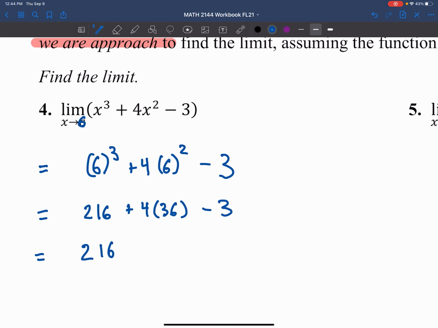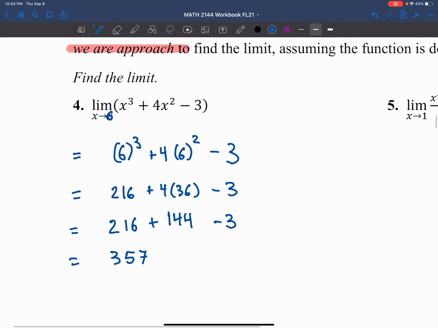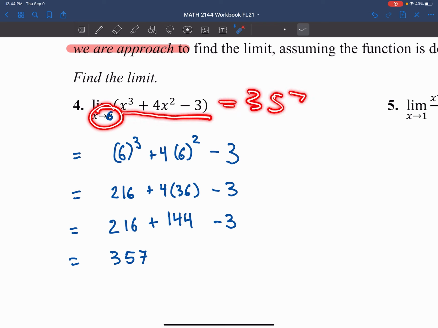So 216 plus 144 minus 3. What is it? Thank you. 357. I like to pre-do my arithmetic because I get nervous doing math in front of all of you. So what we have right here is that the limit as x approaches 6 of this cubic function is equal to 357.